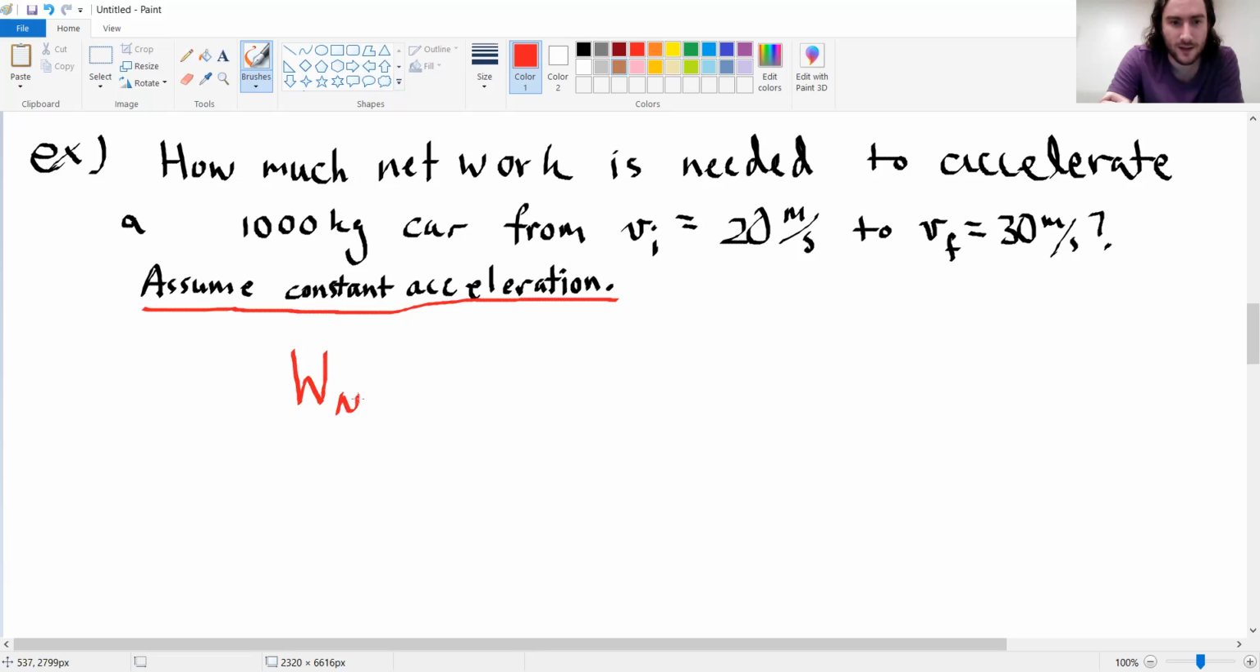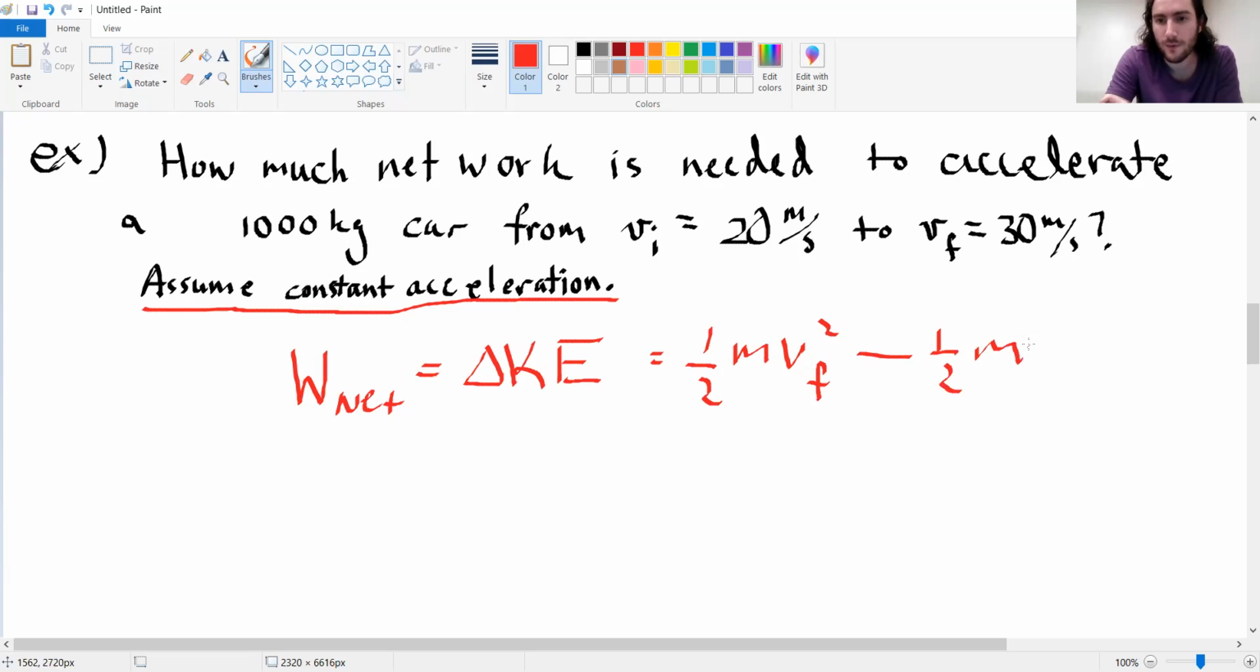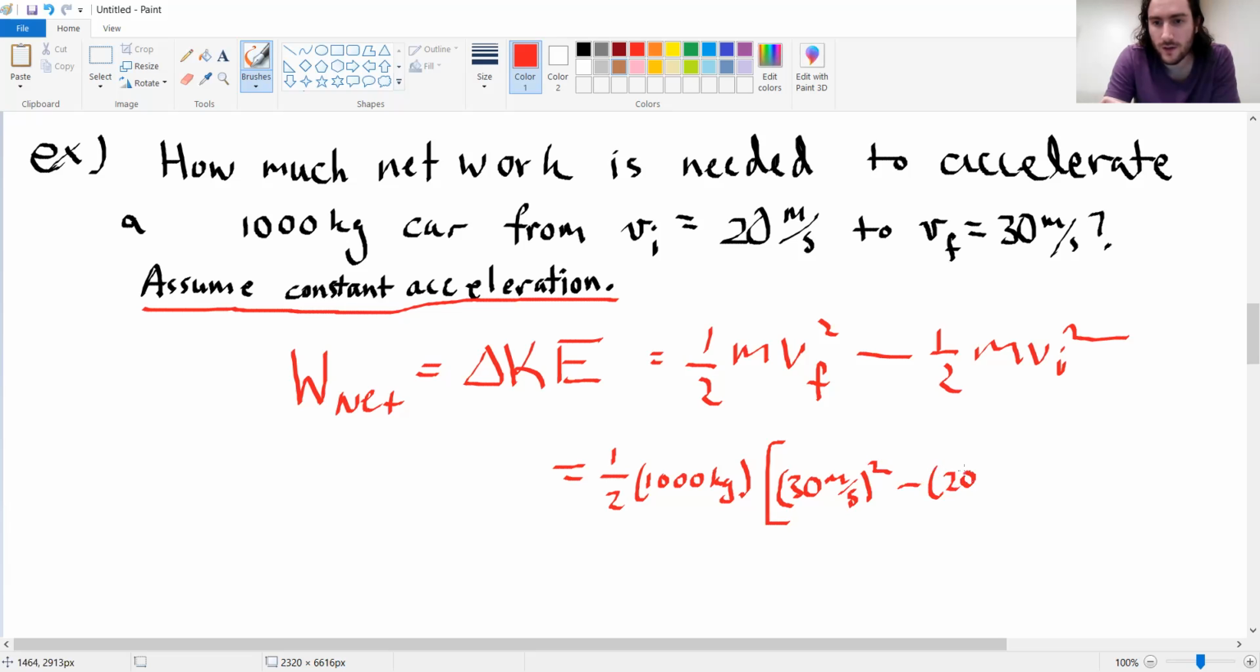What we need is the fact that the net work is equal to the change in kinetic energy, which is equal to 1/2 m v final squared minus 1/2 m v initial squared. So that would be 1/2 times 1,000 kilograms, and then I'll put some big brackets here. The final velocity is 30 meters per second, squared, and then subtract from that the initial velocity of 20 meters per second, squared.